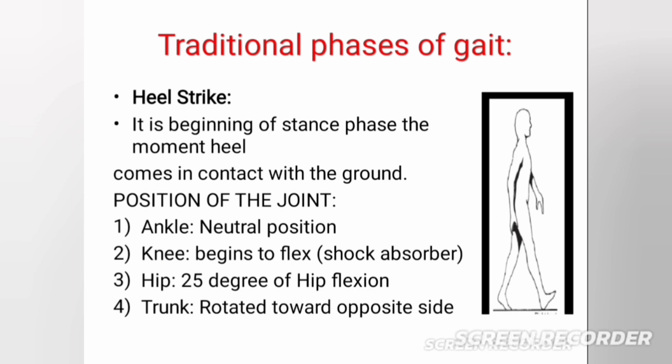So ankle will remain in the neutral position. Your knee begins to flex to absorb the shock. Your hip will remain at 25 degrees of hip flexion. Your trunk will rotate towards the opposite side. So this is the position of the joints during the heel strike.